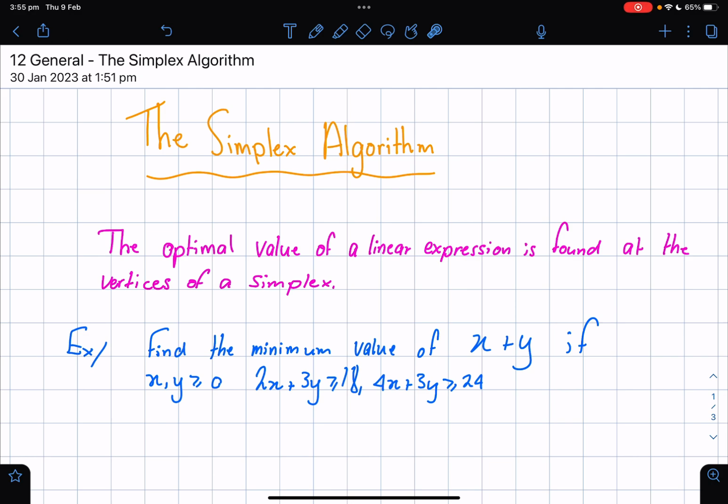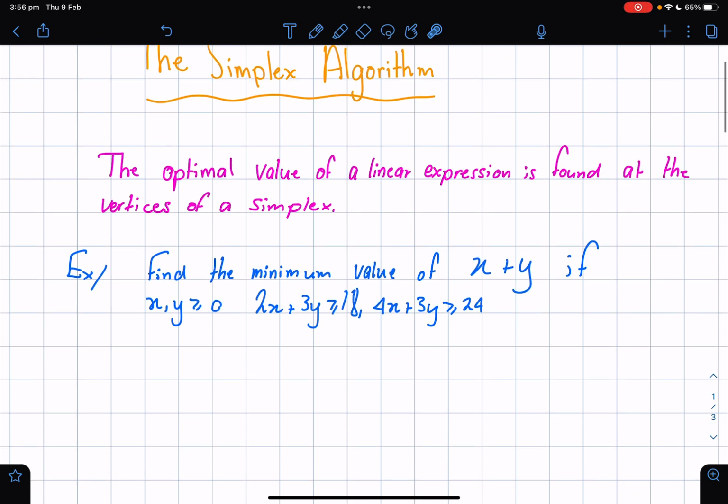So basically, this is looking at our simplexes that we've been practicing creating using our constraints, and we're going to find the optimal value of those expressions, and they are found at the vertices of a simplex. Now vertices are corners, so if we're looking at our feasible region, it's the corners of our feasible region. So we're going to do an example below.